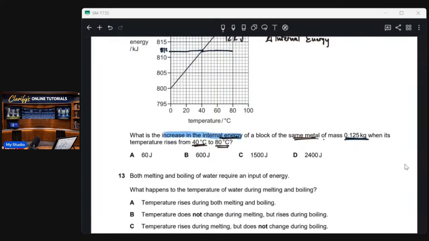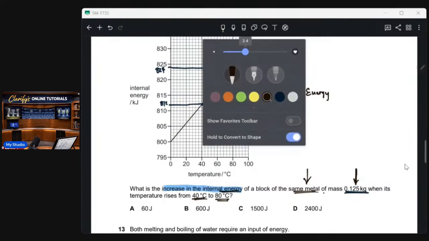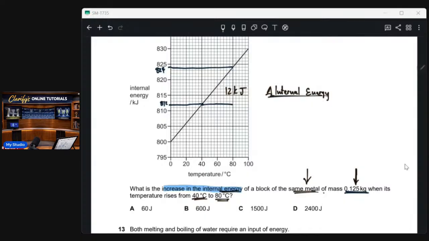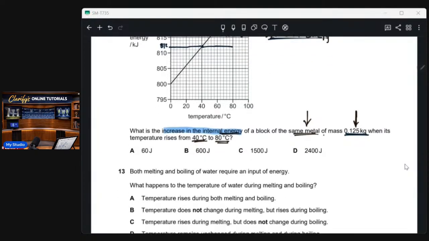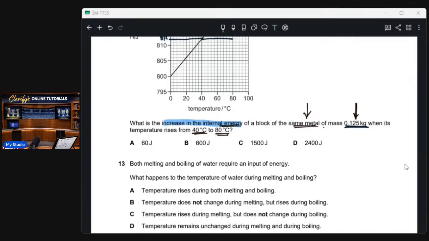Now they are saying it's a block of the same metal, but the mass is no longer 1 kg. It's now 0.125 kgs. What will be the increase in its internal energy? Did you understand, students? A block of 1 kg, the internal energy changed by 12 kilojoules. Now we have a block of 0.125 kgs of the same metal. How much does the internal energy change?